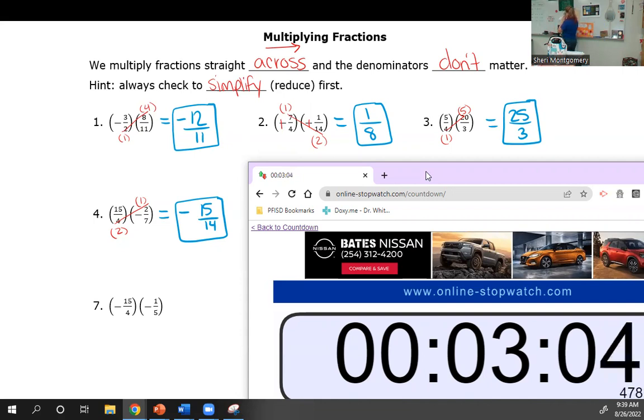If reducing first is confusing you, you don't have to. You can just multiply straight across and then reduce at the end. That works too.